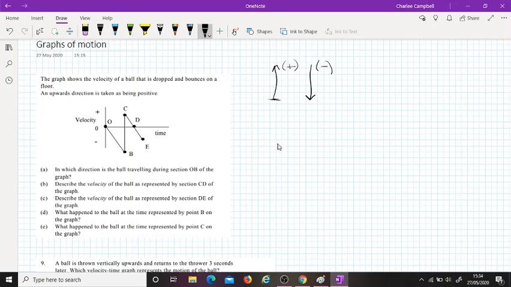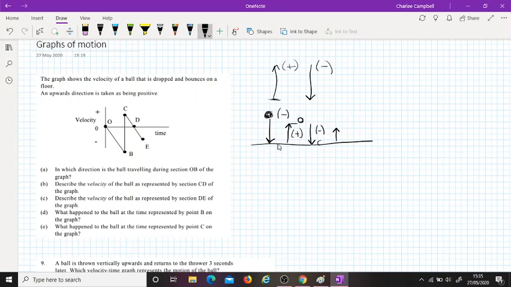And the graph shows the velocity of the ball that is dropped and bounces on the floor. So we're starting off, here's our ball, here's our floor, so it's going down, and as we can see here, downwards is negative. Obviously it then rebounds up, so that would be positive, and then it reaches zero and goes down again, which is negative, and then it rebounds up and goes slightly less high this time.